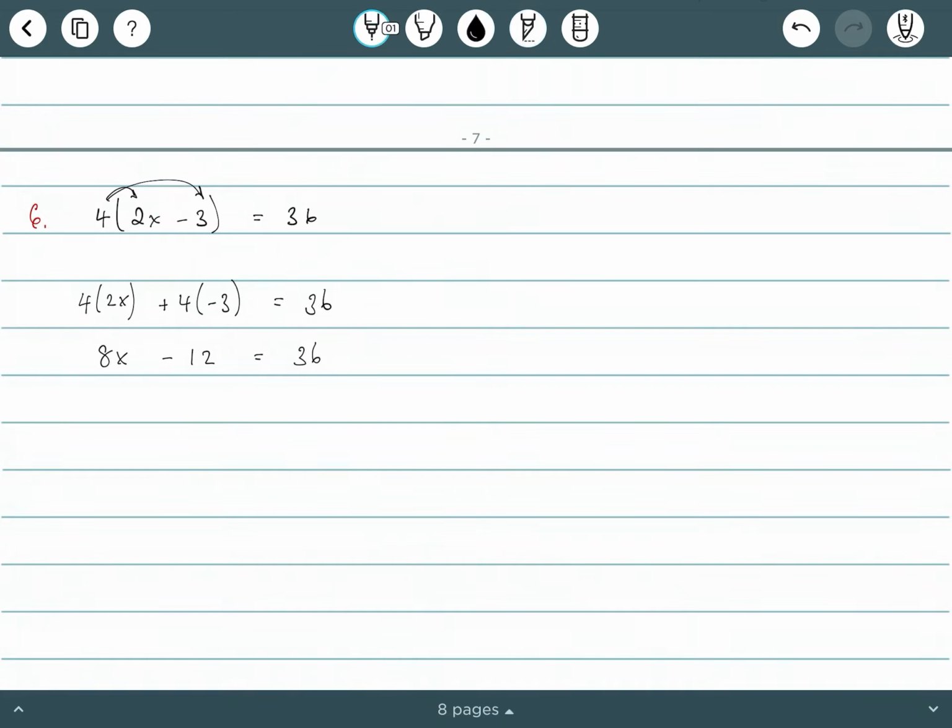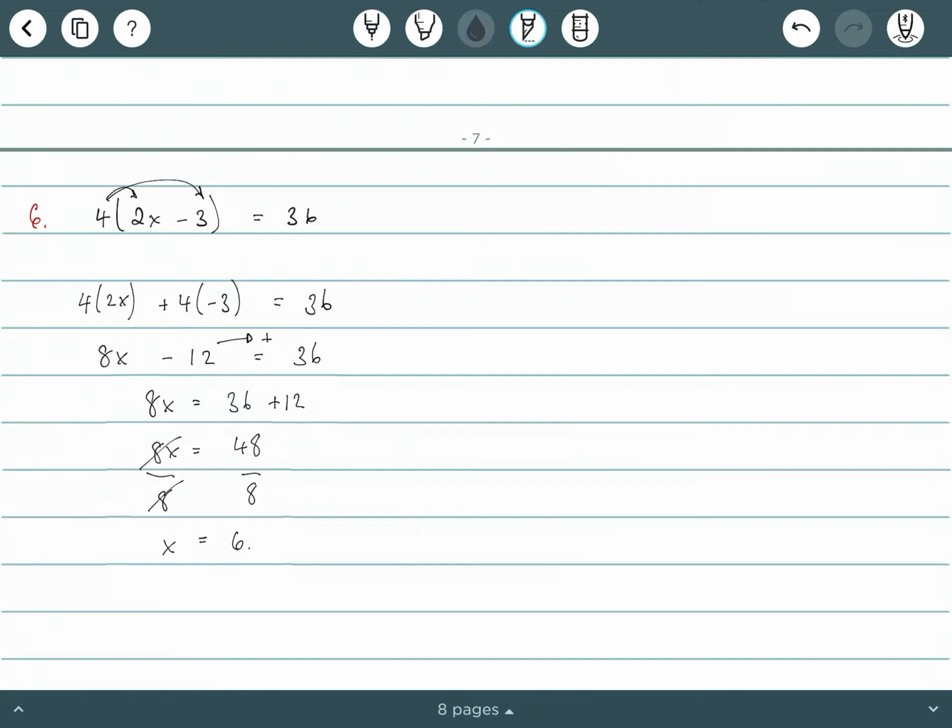Now, we can move the minus 12 across. It's going to become a positive because you cross the line, you bring the sign, because I want to solve for x. Remember, the whole purpose of this is to solve for x. So it's 8x is equal to 36 plus 12. So 8x, okay, is equal to 48. We want x on its own, so we must divide both sides by 8. Okay, and we get x is equal to 6. Alright, and that will be question 6 done, gents.